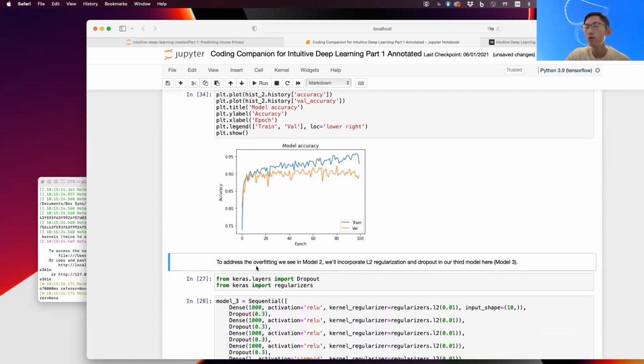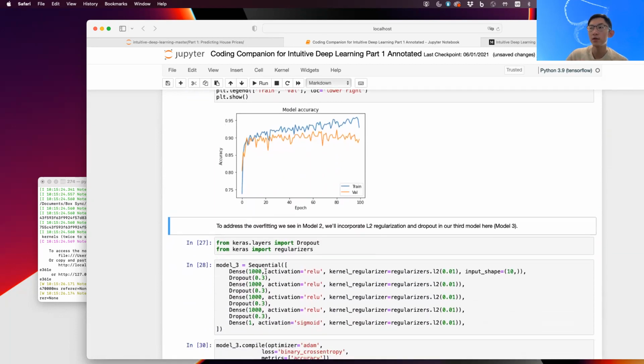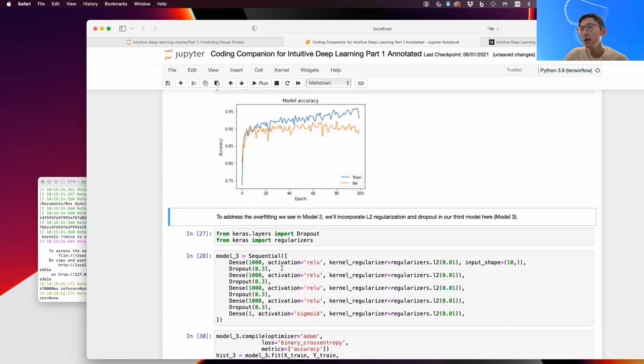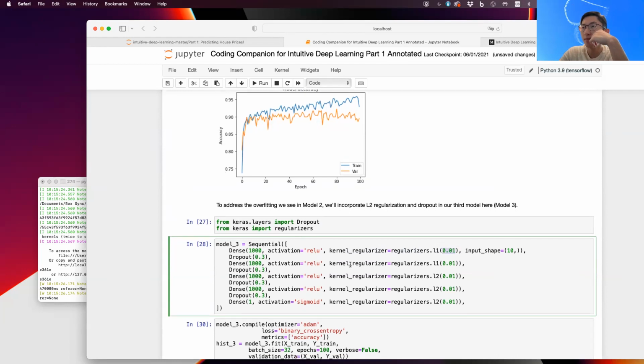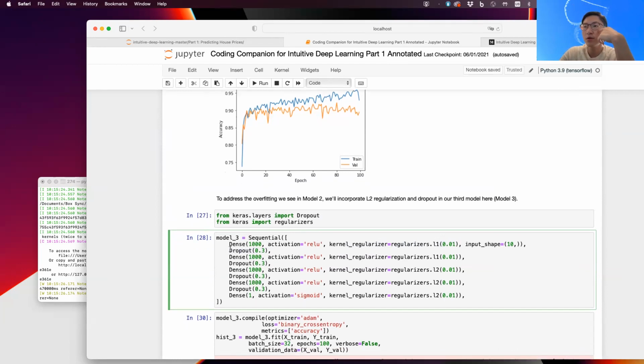To address this overfitting, there are different ways. One way is the kernel regularizer, which is essentially the penalty term that we could add to each layer. You can specify L1 or L2 penalties with a different tuning parameter. And I think what people use more is the so-called dropout layer. This means that you would randomly drop out a proportion of the neurons that you have from the previous layer.